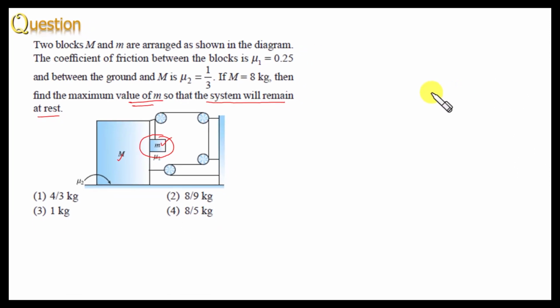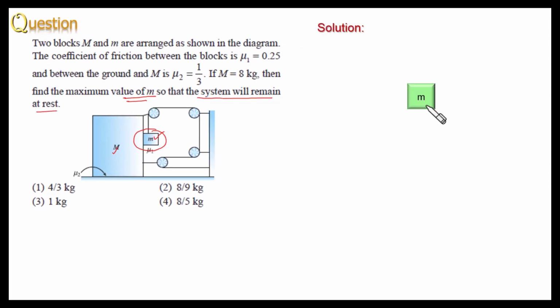First, consider the free body diagram of small m. The weight of small m acts in the vertical downward direction and the tension force on small m will act in the vertical upward direction. And it is given the system is at rest. That means there is no motion of the system, no motion of the block in the vertical direction as well as in the horizontal direction. Vertical force mg is balanced by capital T.